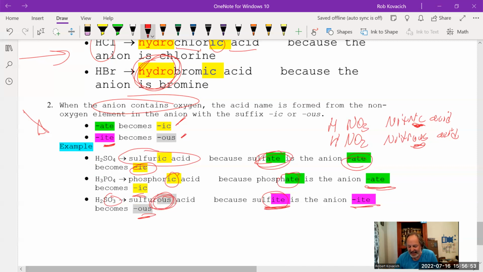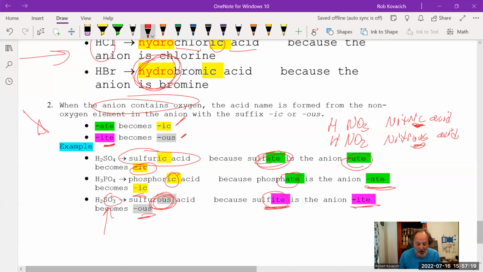I said ate-ic real fast, like something got eaten. And that's how I associated ic and ates with each other. And ous's and ites sounded, I had like an ite-ous. So it sounded like a disease, ite-ous. So that's how I knew those went together. So if I recognize that that was the polyatomic ion sulfite, then I know ite-ous. So I changed that to sulfurous acid.